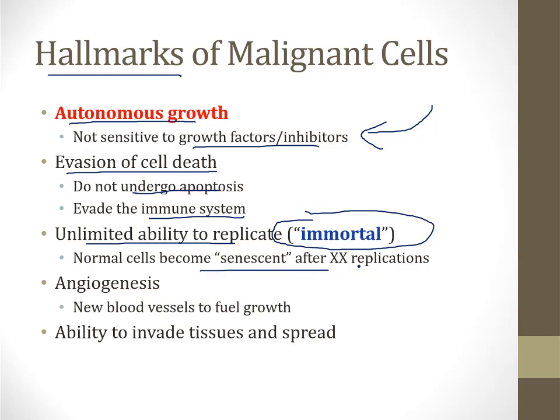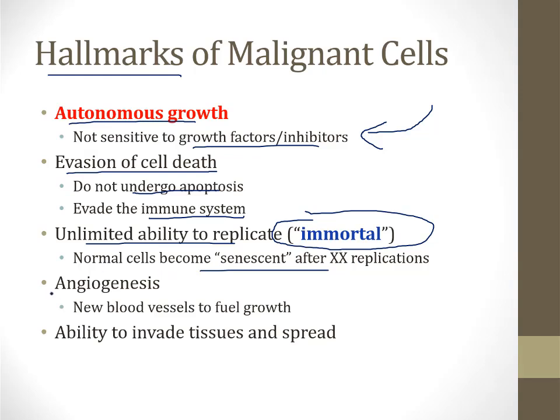We'll talk about why this happens in a minute, but the point is that they cannot divide indefinitely. After 50 or 60 divisions, they become senescent and are unable to divide any further. Malignant cells, on the other hand, are immortal and they have the ability to divide indefinitely. That's why tumors can grow and spread.